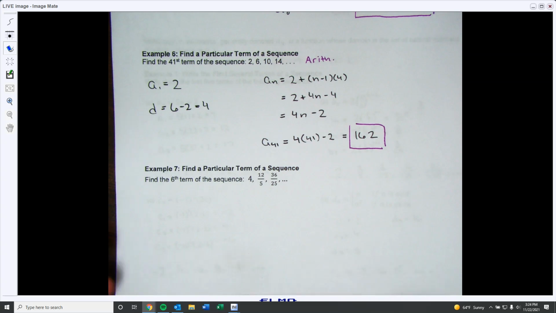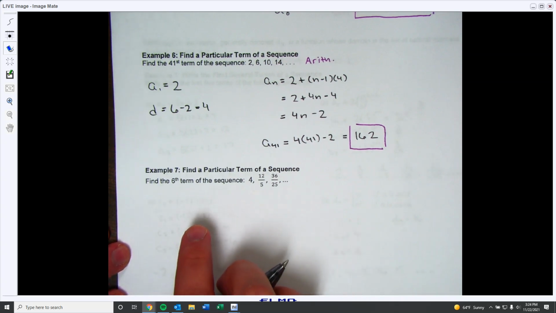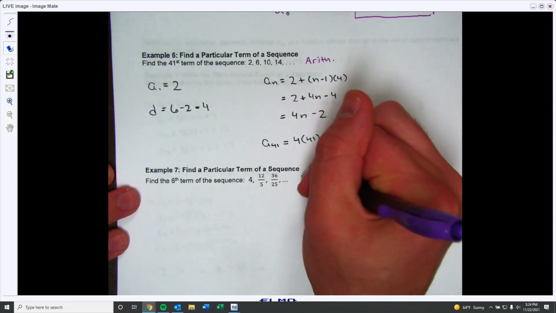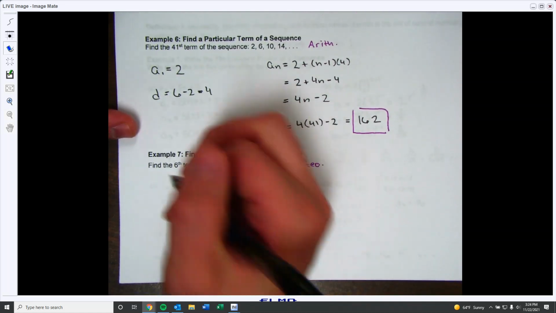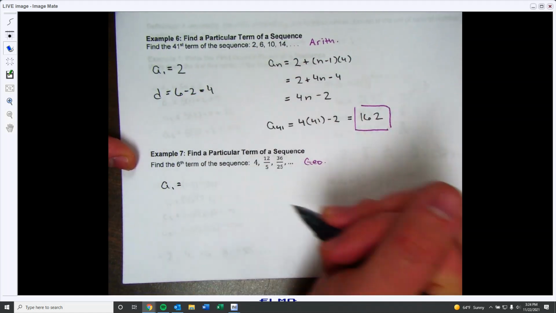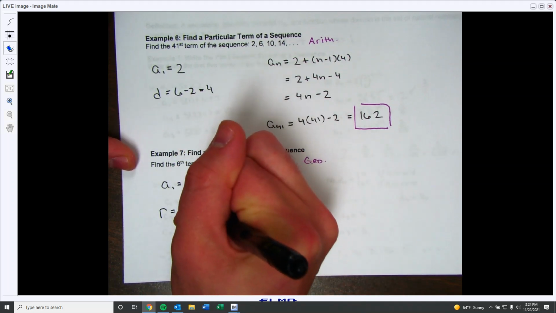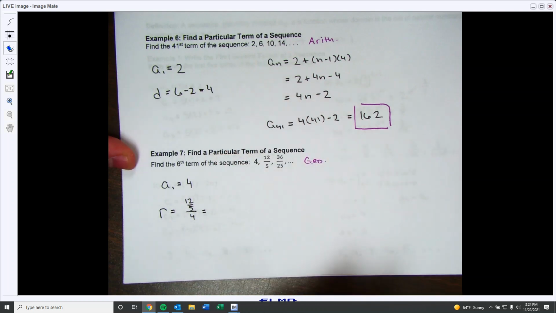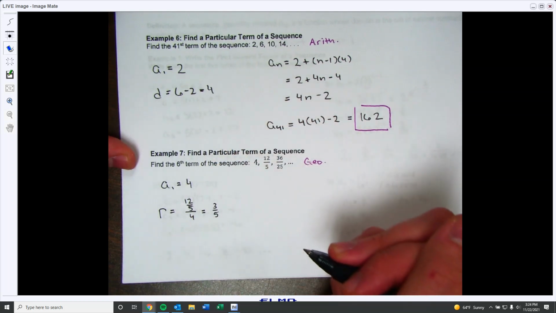Okay, now for the last one. I want to find the 6th term of the sequence, and our sequence is 4, 12 over 5, 36 over 25. Well, this one definitely looks geometric. Okay, so I know the first thing I'm going to need is my first term, a1, which is 4. Now for my common ratio, we have 12 over 5 divided by 4. You can type in the calculator or you can do it by hand. Either way, you're going to get 3 over 5.